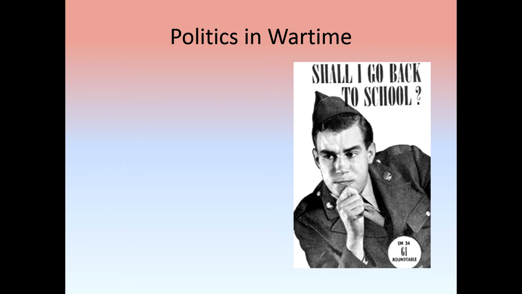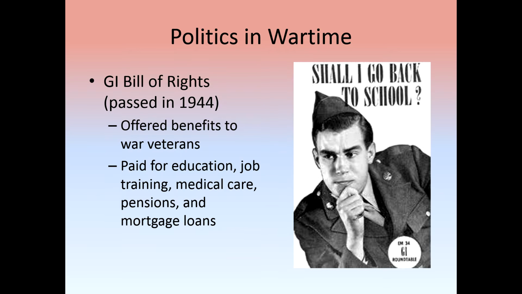All right, politics in wartime. First is the GI Bill of Rights. This was passed in 1944, so kind of towards the end of the war. It offered benefits to war veterans, and it helped pay for education, for job training, medical care, gave them pensions, helped them get mortgage loans, that sort of thing.